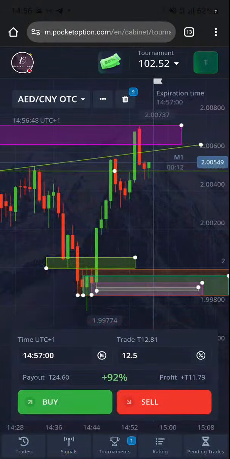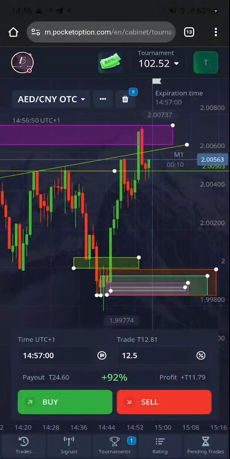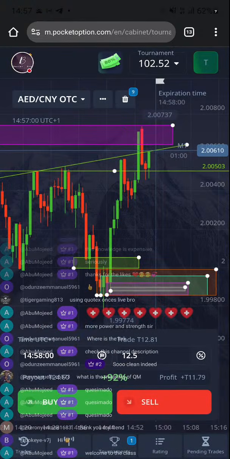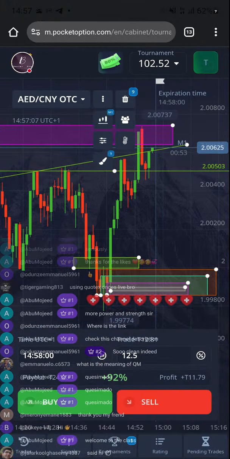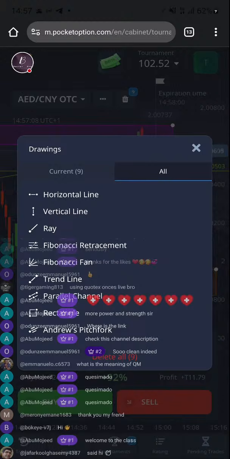Now, then we have the other block. You see, this kind of area, if price comes back here, it's a short. You understand? Even if a momentum comes into this kind of entry, it's a short. You take your trade with confidence.